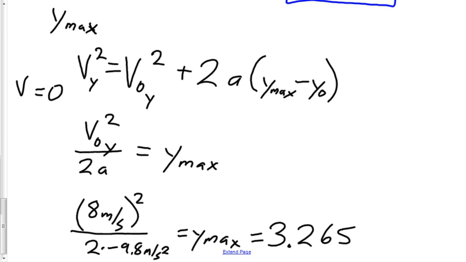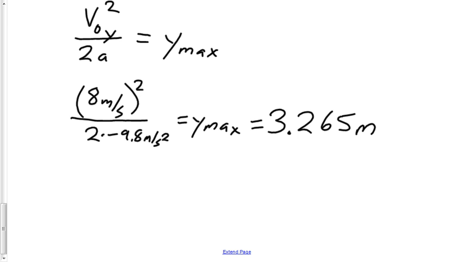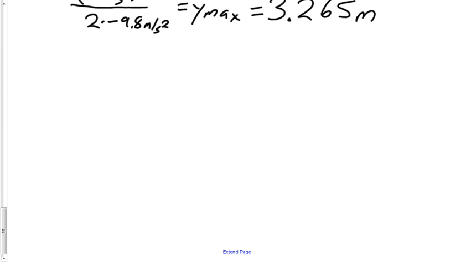So we have 3.65 meters of maximum height. That's the maximum height off the ground it will reach. And I would like to show you one last thing, if I can. I would like to go back to the range equation.